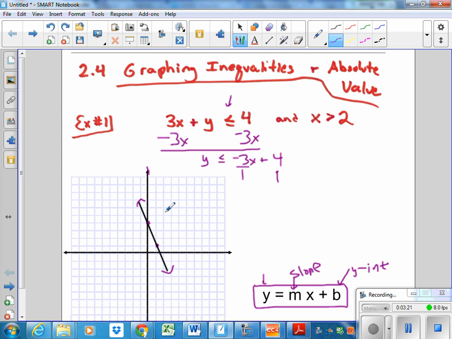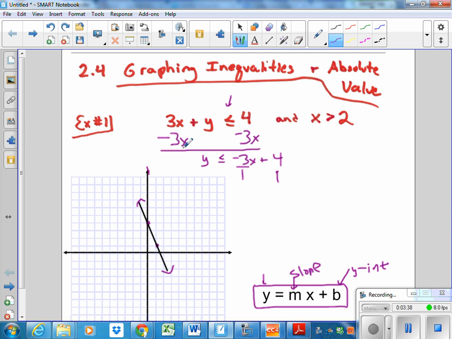I'm going to tell you 2 tricks on how to know which side to shade. Trick number 1: if the y is alone and it's less than, it's underneath. That's just a fact. Okay? If it's greater than, it's above. You only do underneath or above.